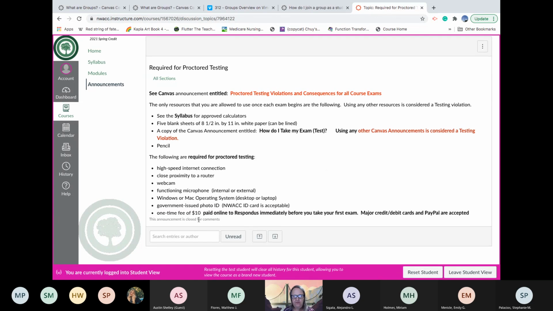And a one-time fee paid online to Respondus immediately before you take your first exam. Major credit cards, debit cards, and PayPal are accepted. So you're only going to pay the fee of $10 one time the entire semester. That will have paid for the proctored testing for the first test, the second test, the third test, and the comprehensive final. Any questions on this announcement here?